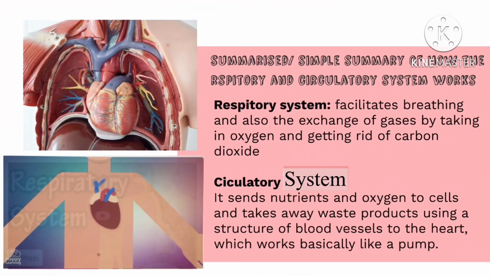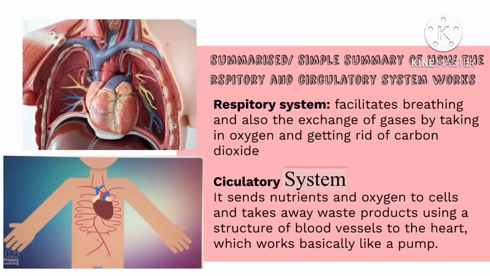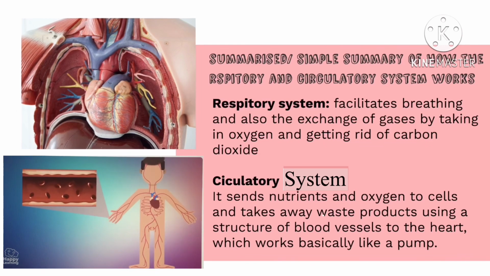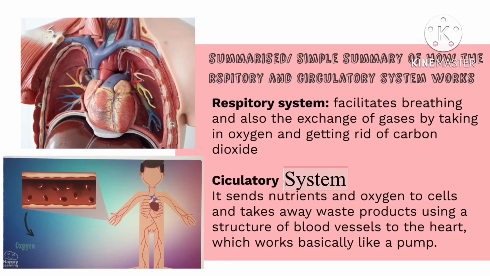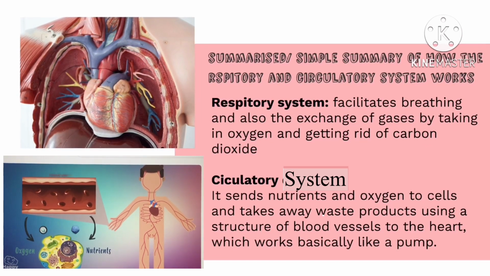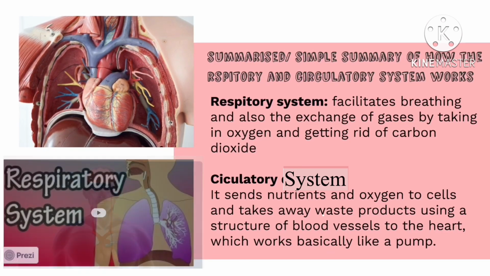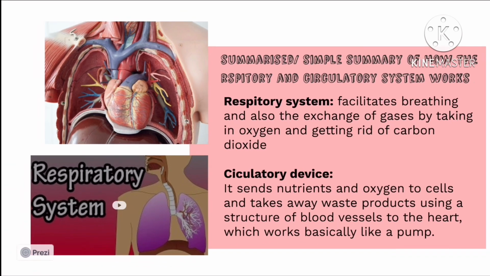Summary of how the respiratory and circulatory systems work. The respiratory system facilitates breathing and the exchange of gases by taking in oxygen and getting rid of carbon dioxide. The circulatory system sends nutrients and oxygen to cells and takes away waste products using a structure of blood vessels and the heart, which works basically like a pump.